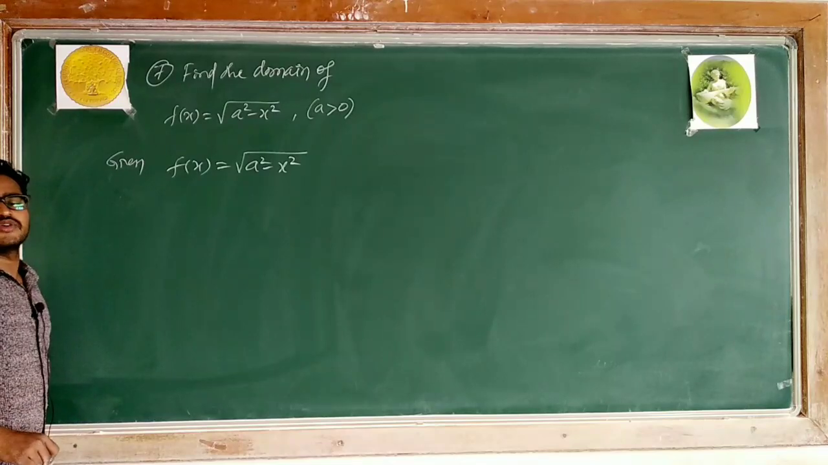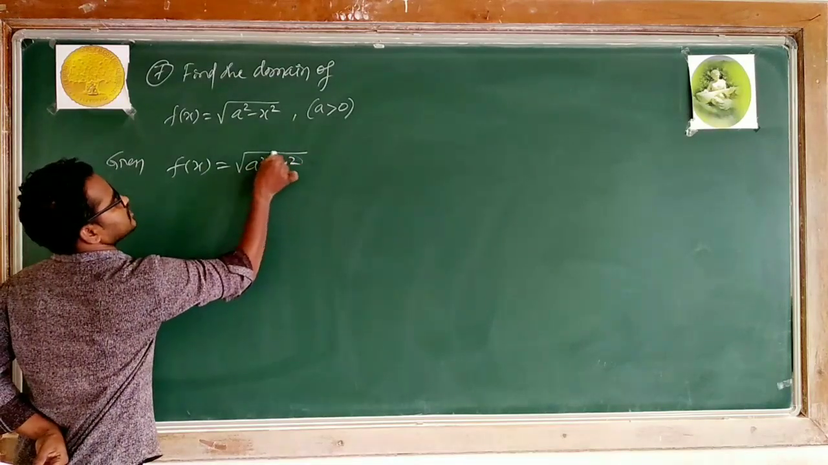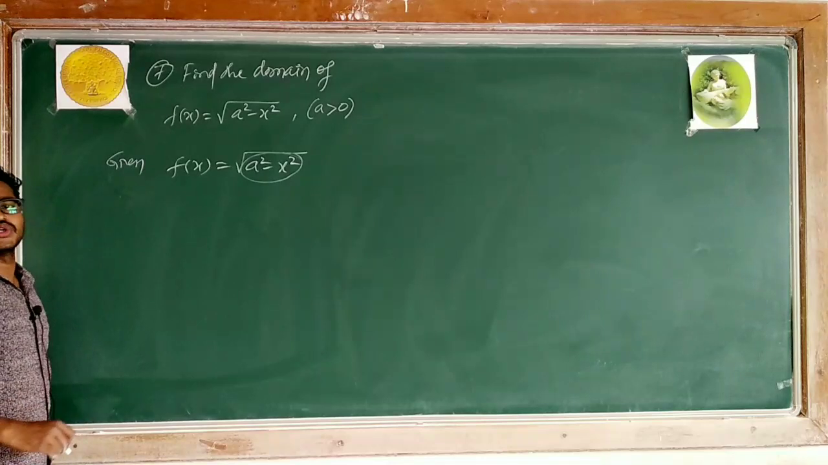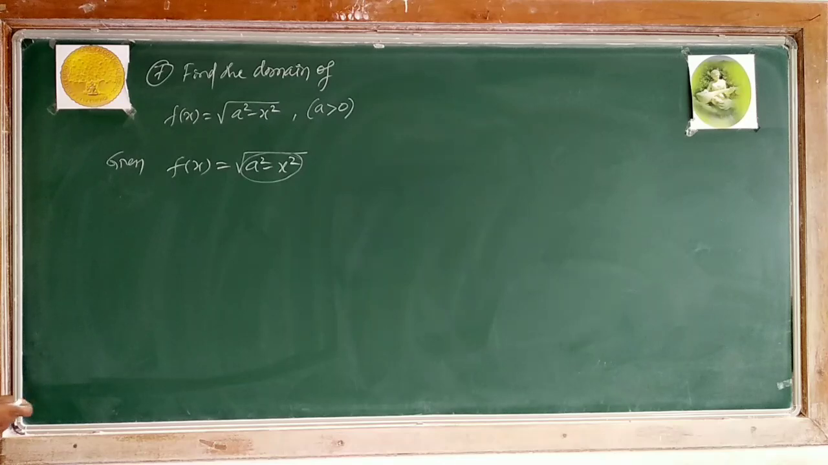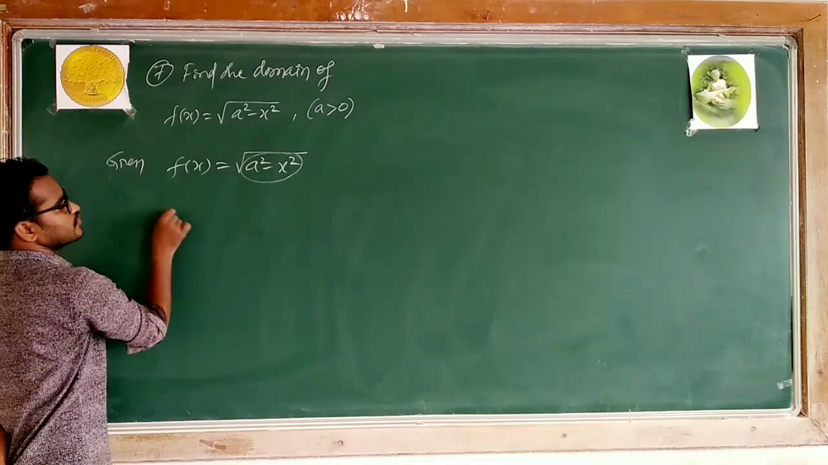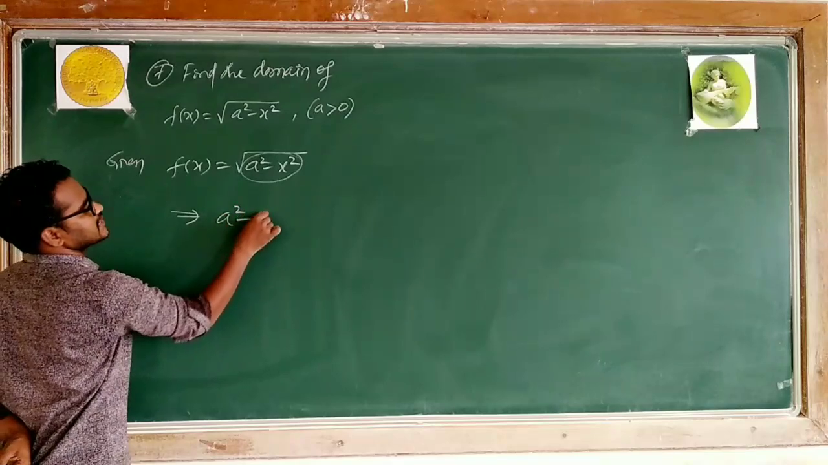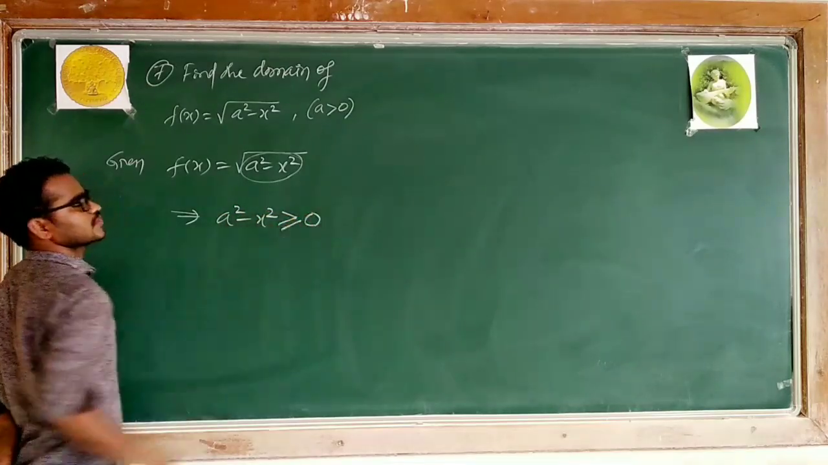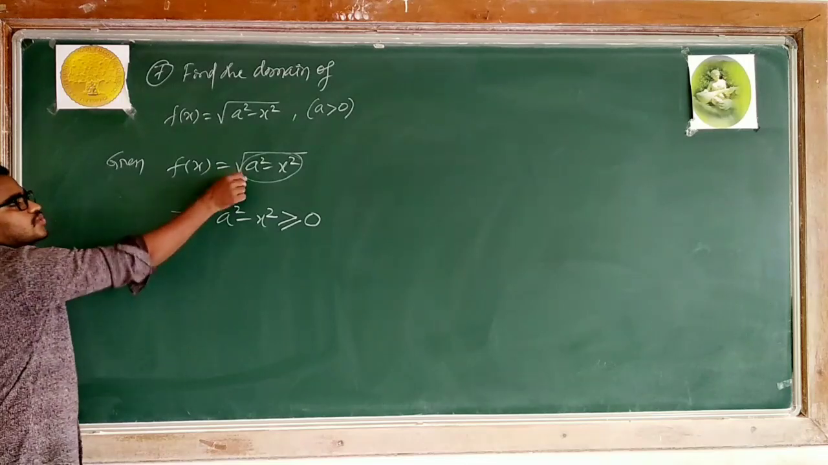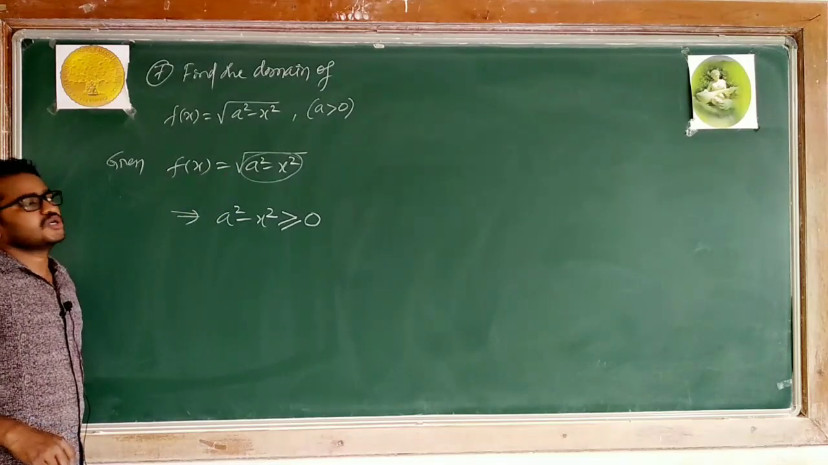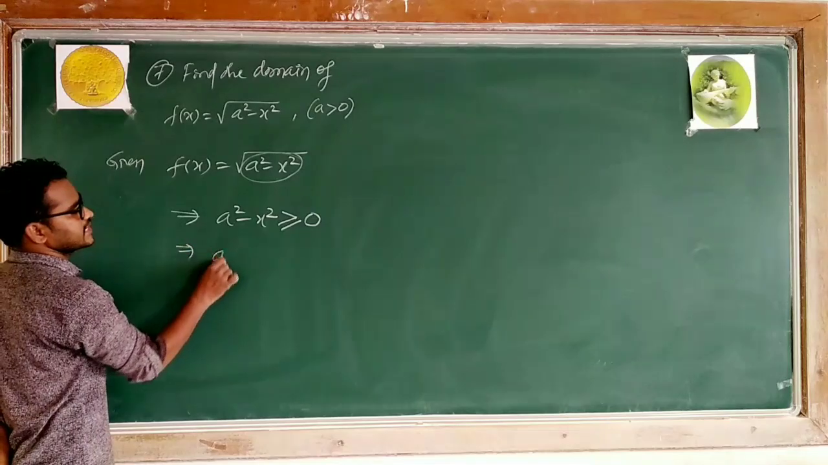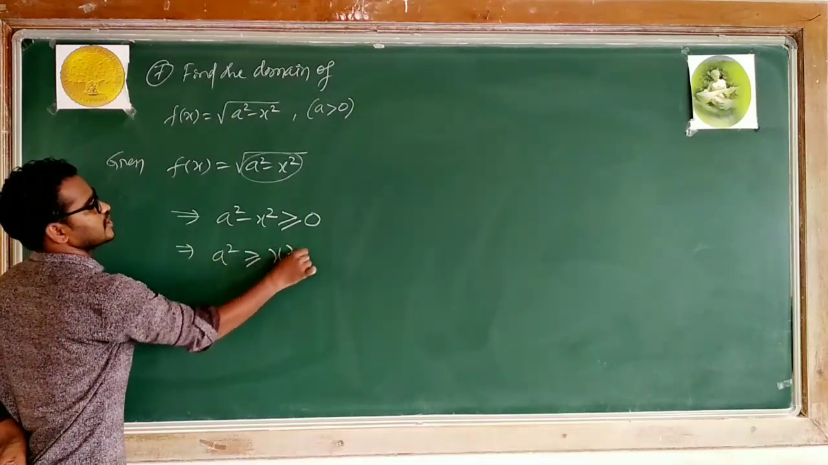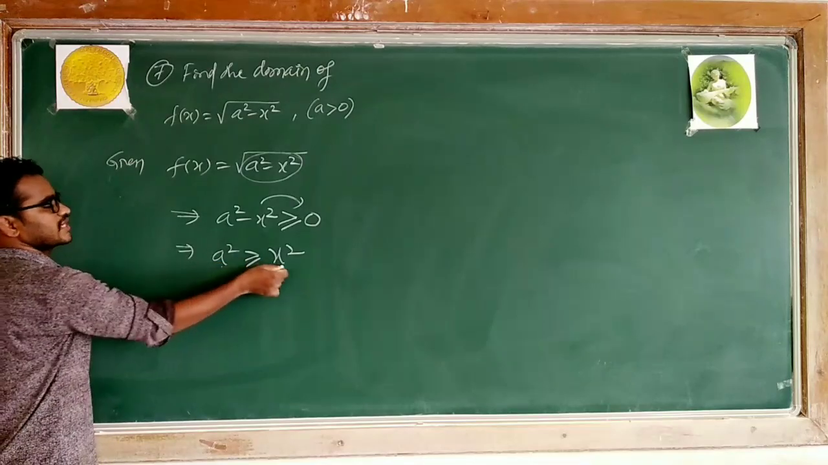When you are finding the domain, you have to concentrate on the root. In the root, you should take a value greater than or equal to 0, which means a positive value. So a square minus x square should be greater than or equal to 0. In the case of a root, avoid imaginary values: if it is negative, you will get imaginary roots, which are not real roots. It implies that a square is greater than or equal to x square.